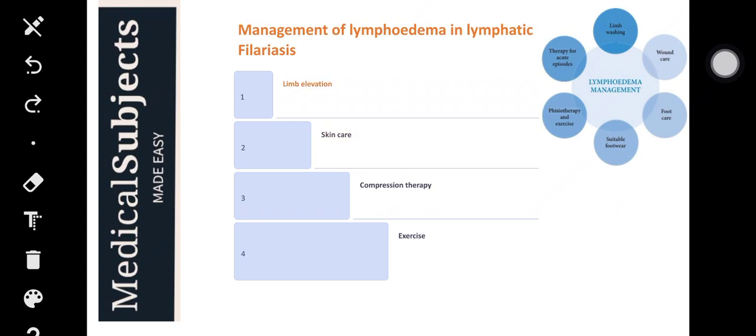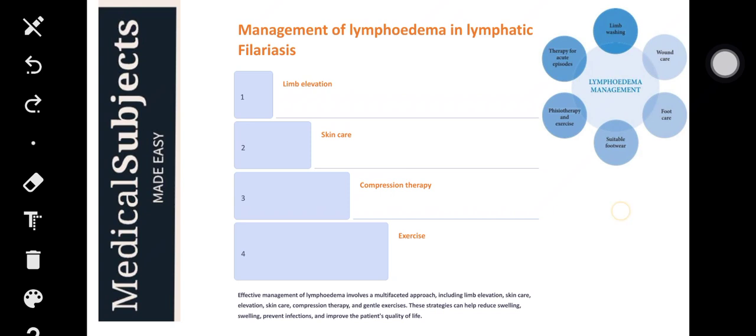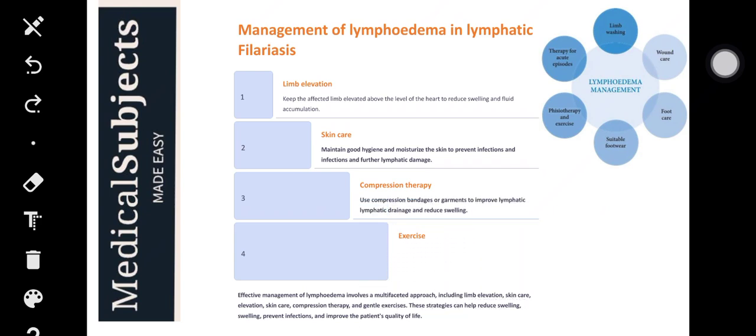Management of lymphedema in lymphatic filariasis has different components: limb washing, wound care, foot care, suitable footwear, physiotherapy and exercise, and therapy for acute episodes. Along with that, limb elevation and skin care. Keep the affected limb elevated above the level of the heart to reduce swelling and fluid accumulation. Then skin care: maintain good hygiene and moisturize the skin to prevent infections and further lymphatic damage. Then use compression bandages and compression socks so that the lymph does not accumulate, to improve lymphatic drainage and reduce swelling. And finally, mild exercise to stimulate lymphatic flow and maintain muscle strength.